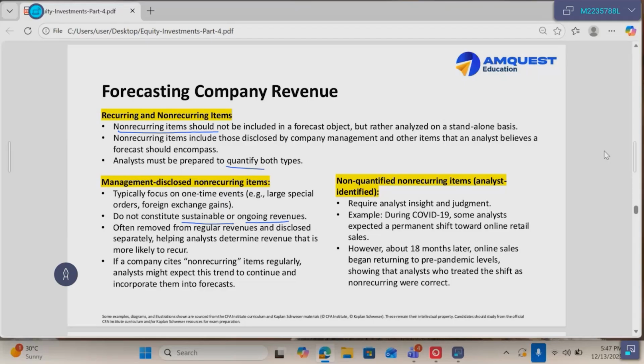Another very relatable example is from the education industry. Many people believed that now online education will pick up, but over the last couple of years, people have started switching back to classroom-based learning, because that is where you get to interact with different people and the teachers as well. So 18 months later, online sales began returning to pre-pandemic levels, showing that analysts who treated the shift as non-recurring were correct. So if you assume that now everything will happen online and you are valuing an e-commerce business more than physical stores, you would have gone wrong. This is not something the management has stated. This is something you have analyzed on your own.